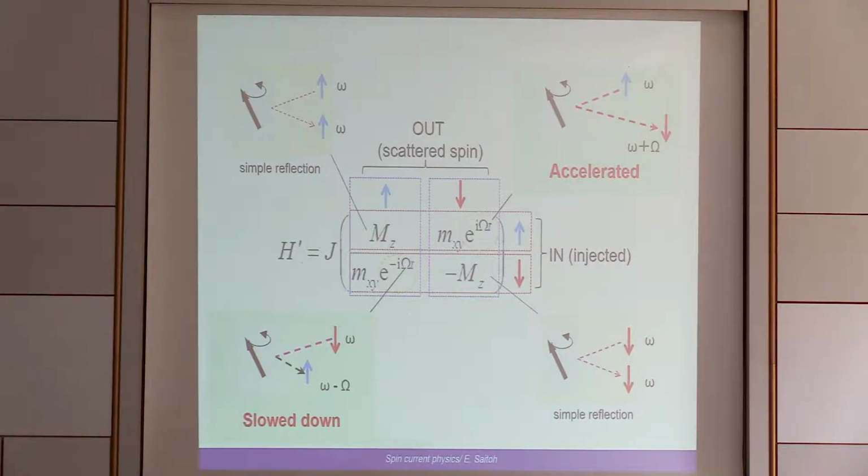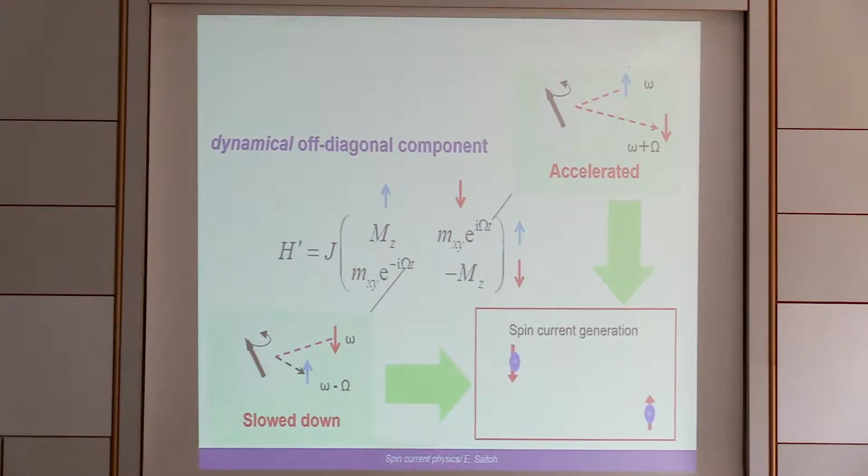On the other hand, this matrix element represents the scattering of down spin into up spin. There's a negative frequency factor, which means that the scattered up spin is slowed down. As a result, up spin is slowed down, and the down spin is accelerated, but there is no net flow of charge. So there should be a counter propagation of up and down spin like this. So this is a spin current. So from magnetization motion, spin current is created.